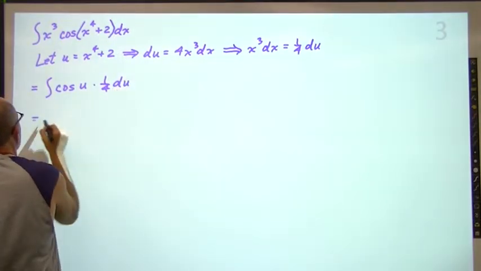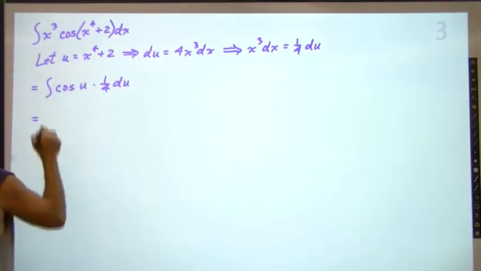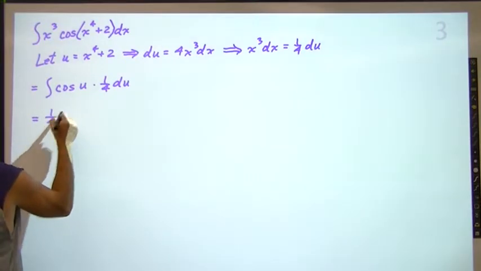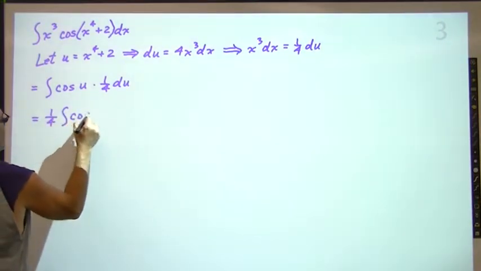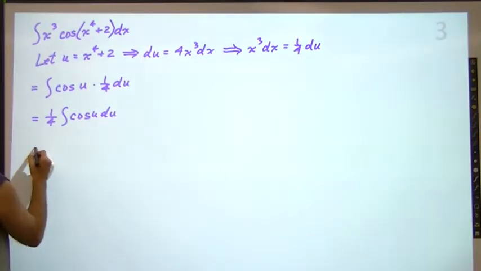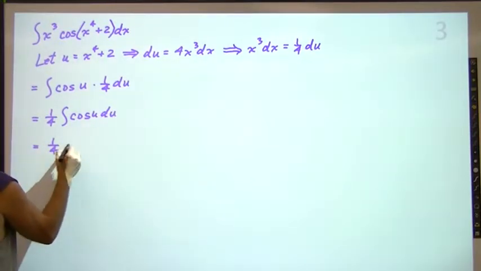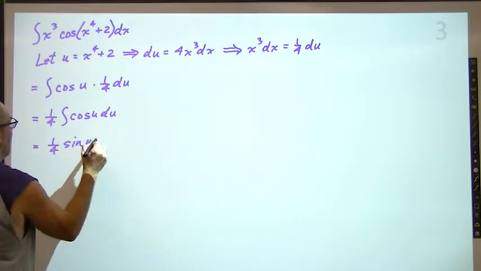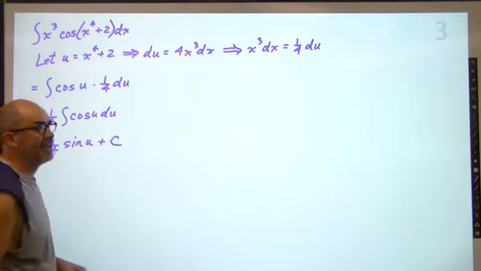Now, clearly I can bring the 1/4 out in front because it's just a multiplier. So I've got the integral of cosine u du. Now, what's the integral of cosine? It's sine, plus c.